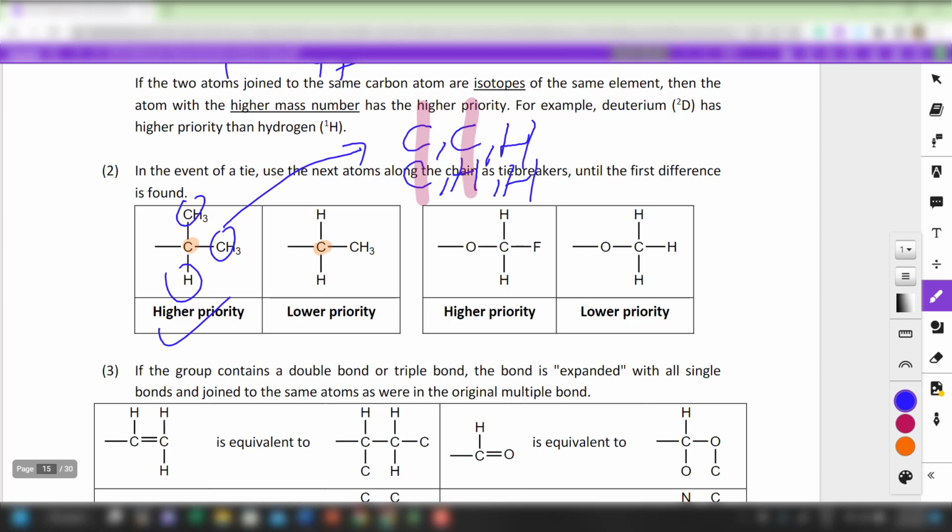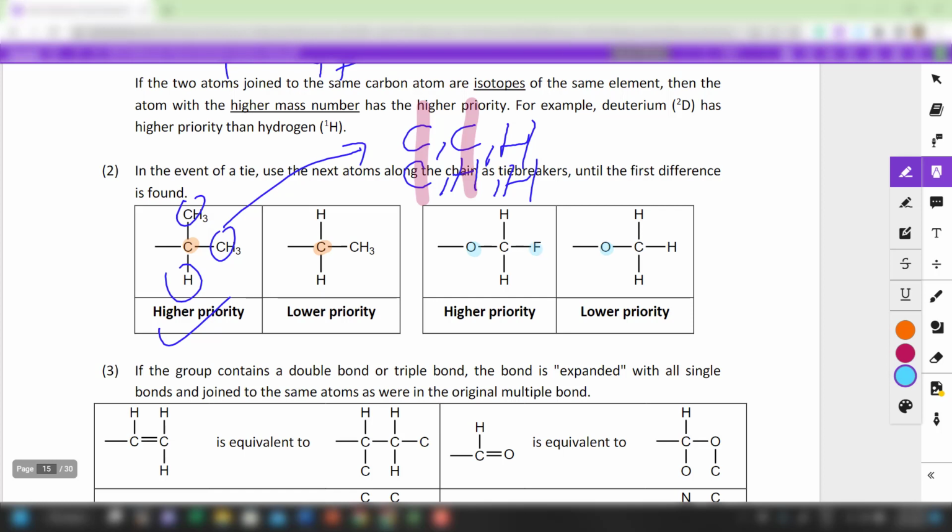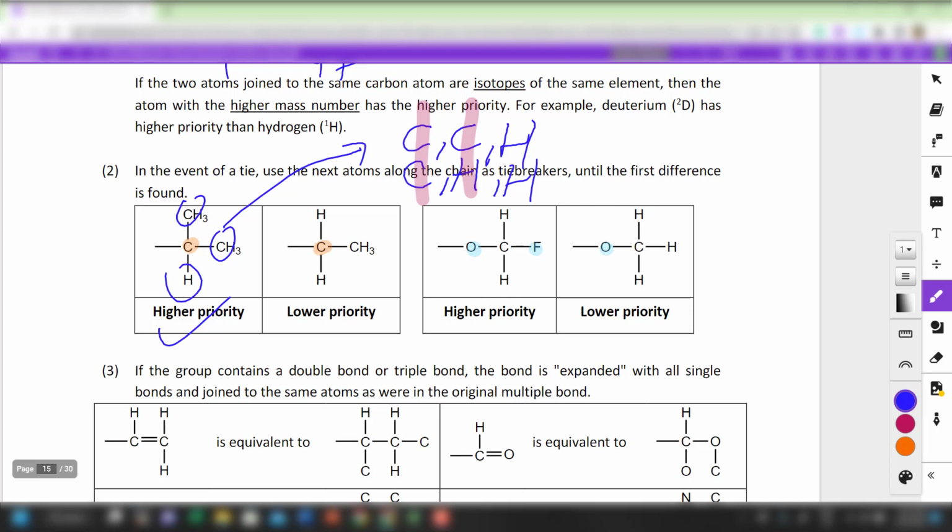Okay, the same case goes for this particular one. The tie is actually at the oxygen. So at oxygen, there's a tie. Then when we look at the first group, there's a fluorine here. Fluorine has a greater atomic number than hydrogen. So therefore, this group has a larger priority.